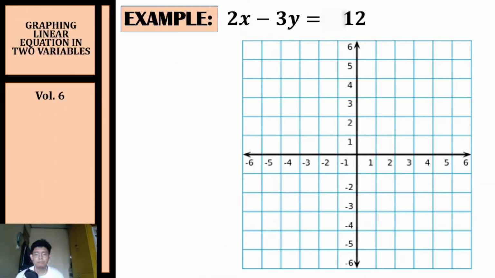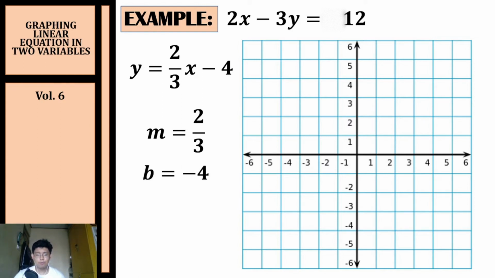Let's have an example. For example, we're going to graph the equation 2x minus 3y is equal to negative 12. First step is for us to rewrite our equation to slope-intercept form. So the slope-intercept form of this equation is y is equal to 2/3 x minus 4. Second step is for us to get the slope and the y-intercept. So our slope of this equation is 2/3. The y-intercept of this equation is negative 4, or we can rewrite this as a coordinate of (0, negative 4).